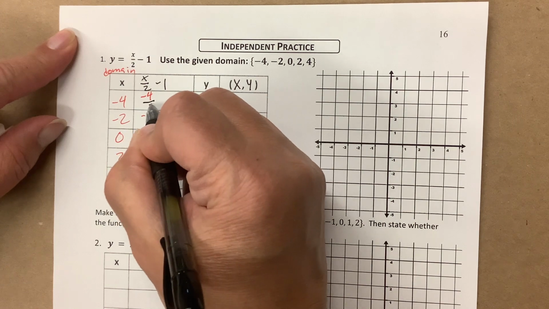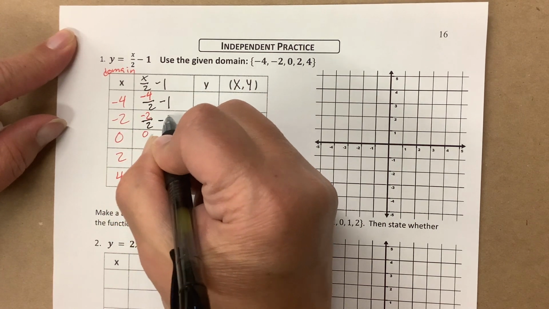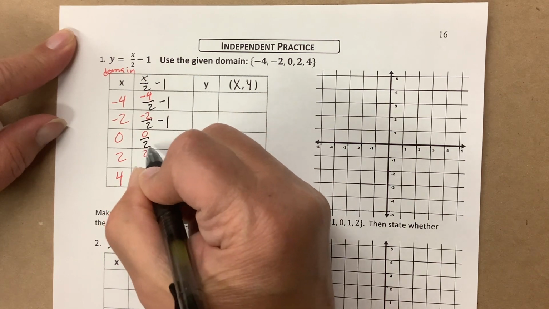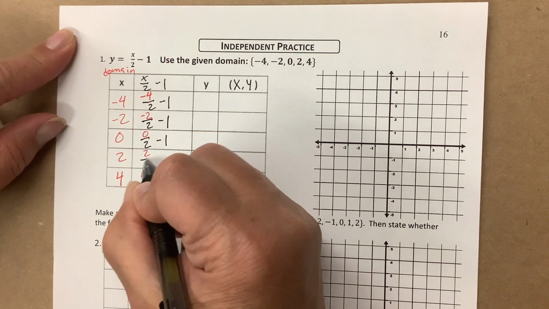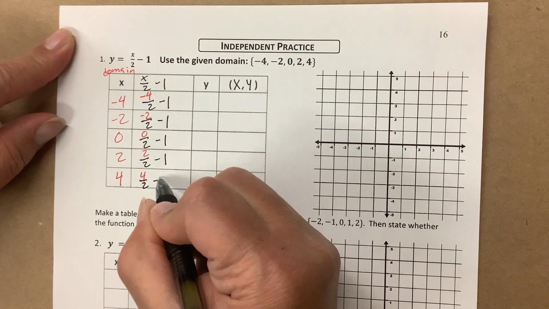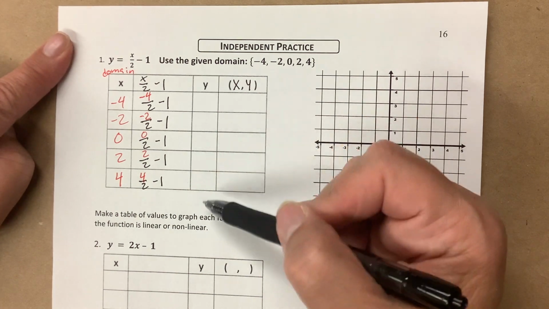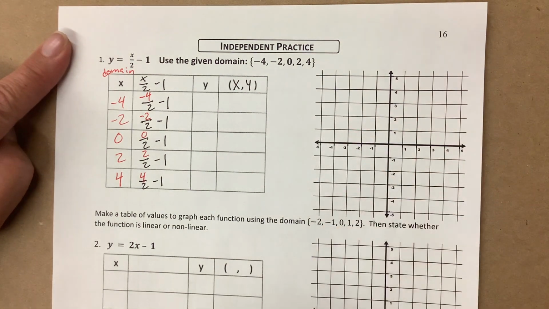So negative 4 divided by 2 minus 1. Negative 2 divided by 2 minus 1. 0 divided by 2 minus 1. 2 divided by 2 minus 1. 4 divided by 2 minus 1. Put the equations into your calculator to get your x and y values, and then graph it. You can do this.